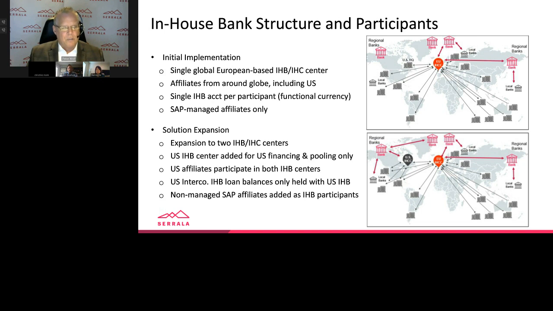So that's a tremendous efficiency opportunity, because as companies, especially acquisitive companies, acquire new companies, new organizations, they aren't able to get them onto SAP right away. They may not even desire to get them onto SAP. And this solution allows us to incorporate them in the in-house bank without having to force them into the SAP environment. So I think there's a lot of efficiencies to be gained there.